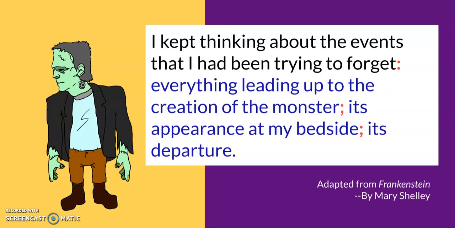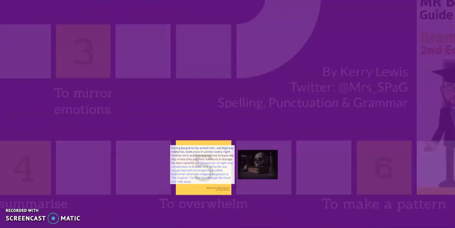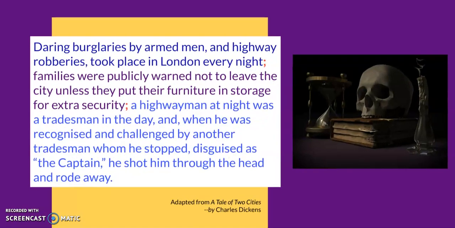Sometimes you don't even need a colon to introduce items in a list, and this is because each idea is just as important as the next. Here, Dickens deliberately uses listing to overwhelm the reader. He describes a lack of law and order in London. As I read, note that I'm pausing for longer at the semicolons, and that helps to make the passage easier to understand, because the semicolons are organising the ideas into sections.